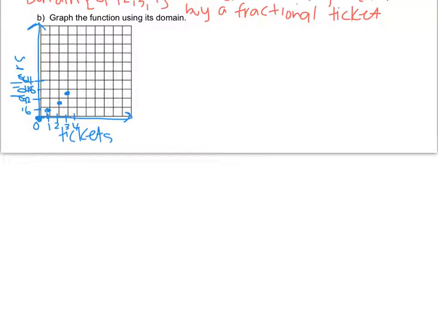We're going to go pretty close. So whoops, wrong spot. There we go. All right, now since it says that you can't buy more than 4 tickets, that's as far as I can go, and I'm not going to connect them because I can't buy a fractional ticket.